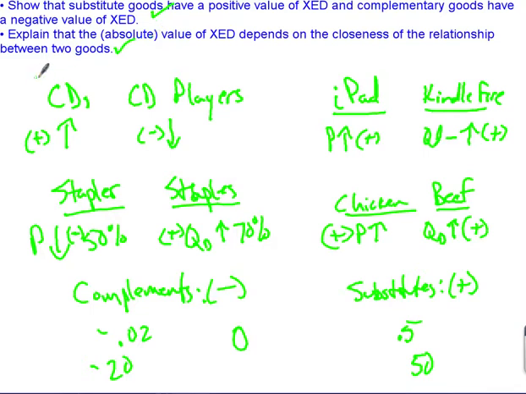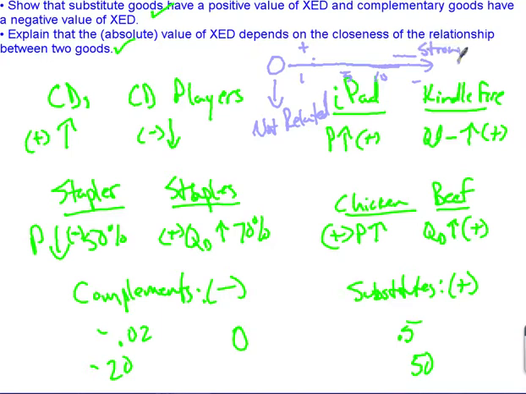Take a look at this one. It's saying explain that the absolute value of the cross-price elasticity depends on the closeness of the relationship between two goods. So let me just choose another color here real quick. And so let's say that this is 0. If the value is 0, they are not related. There are no relations. Okay? And so going on the positive side, then these are substitutes. And as you go farther up this line, so let's say that this is a value of 1 and 5 and 10 and so on and so forth. As this number gets higher, there's a stronger relationship.